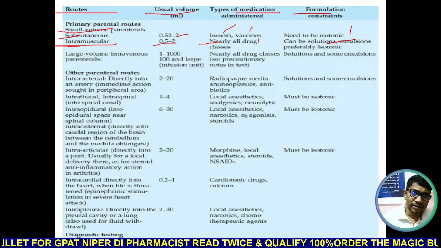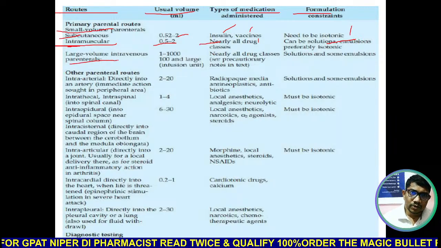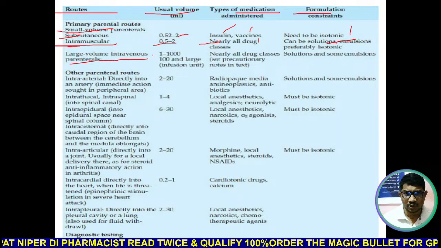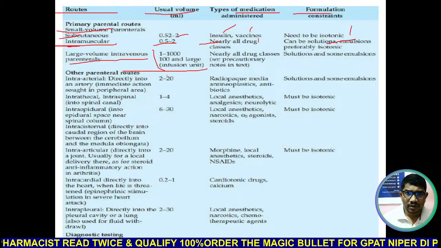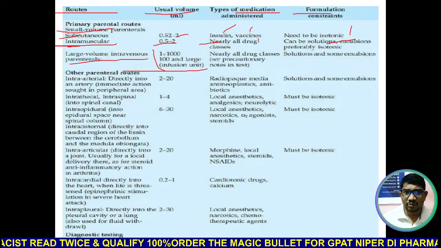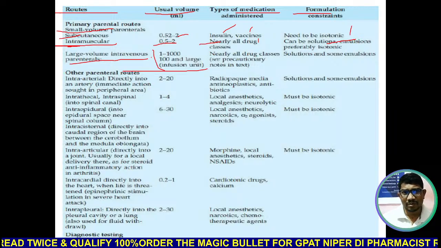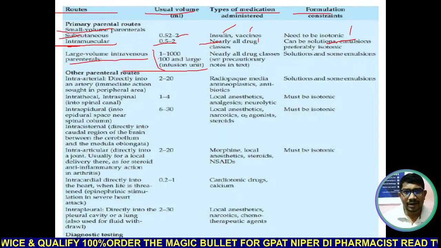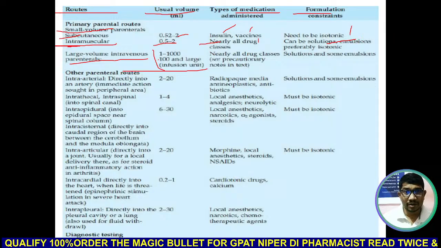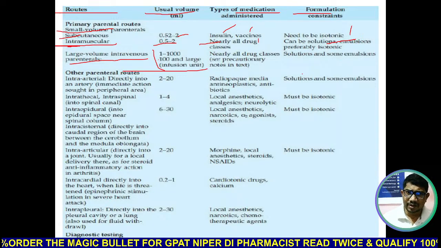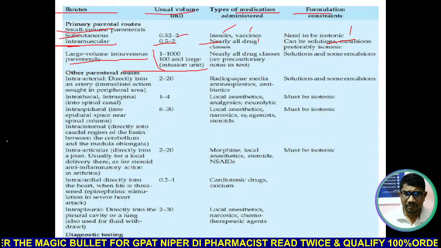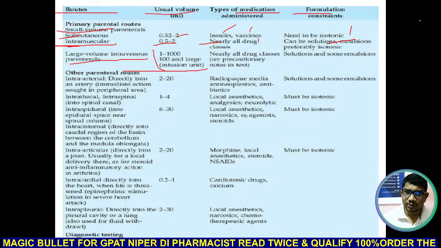Large volume parenterals, volume of injection may be either 1 ml to 1000 ml. 1 ml इंट्रावेनस में 1 ml भी आप इंजेक्ट कर सकते हो. लार्ज वॉल्यूम को बोलते हैं मोर देन 100 ml. That is known as large volume parenterals. Nearly all kinds of classes can be formulated in the LVP, large volume parenterals.